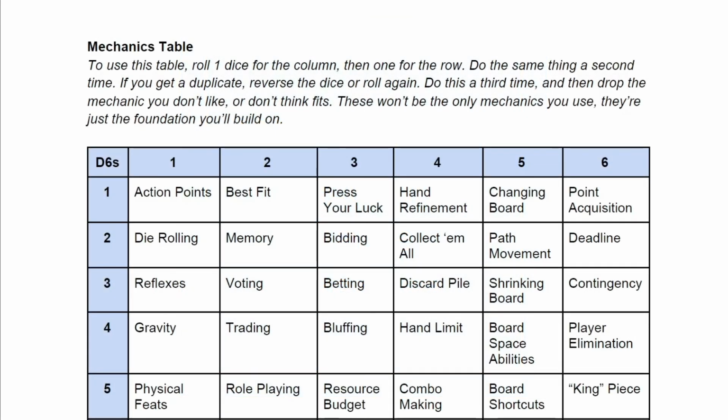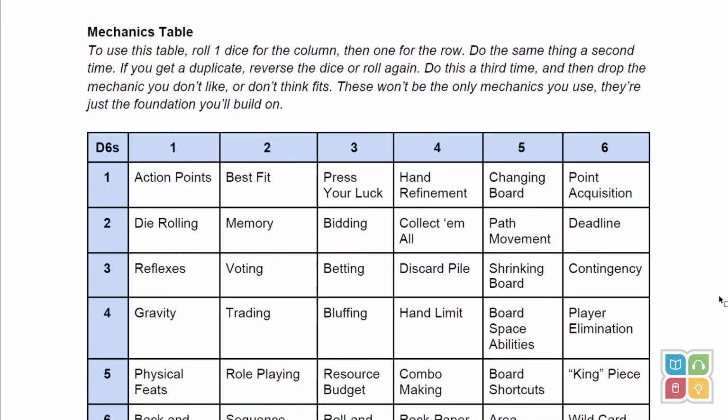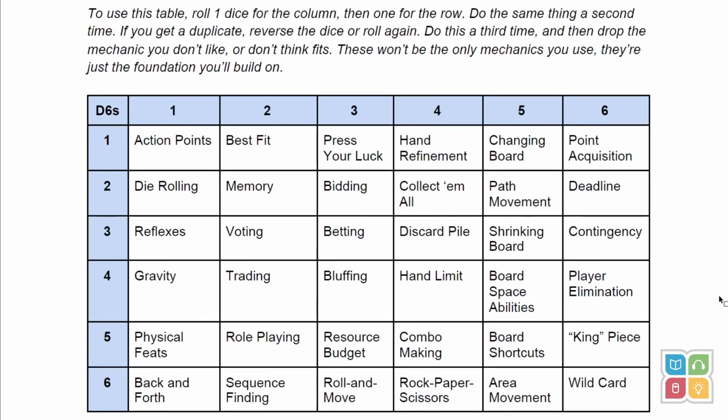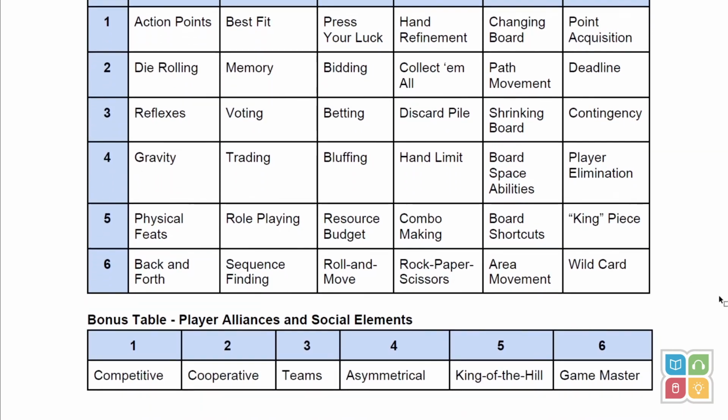Welcome to this exercise, the Wild Ideation Mechanics Table. This exercise will help you find mechanics to use in your games. To use this table, roll 1 dice for the column, then 1 for the row. Do the same thing a second time. If you get a duplicate, reverse the dice or roll again. Do this a third time, and then drop the mechanic you don't like or don't think fits. These won't be the only mechanics you use, they're just the foundation you'll build on.